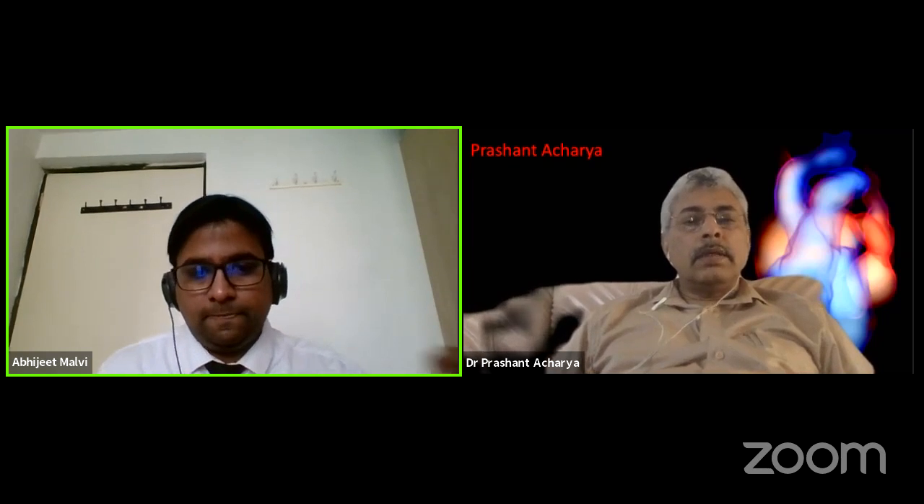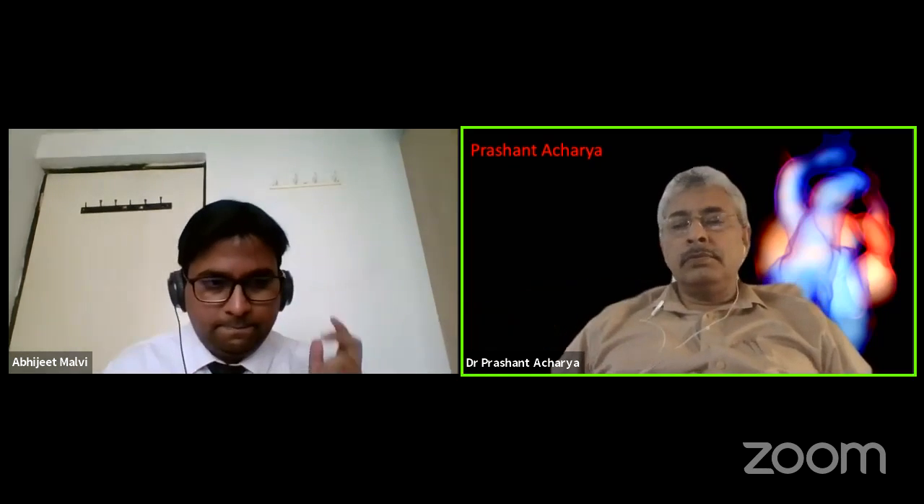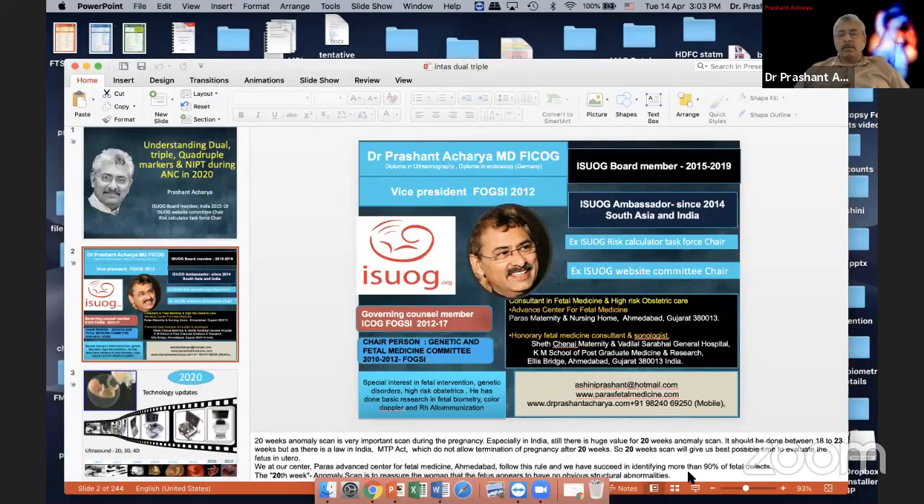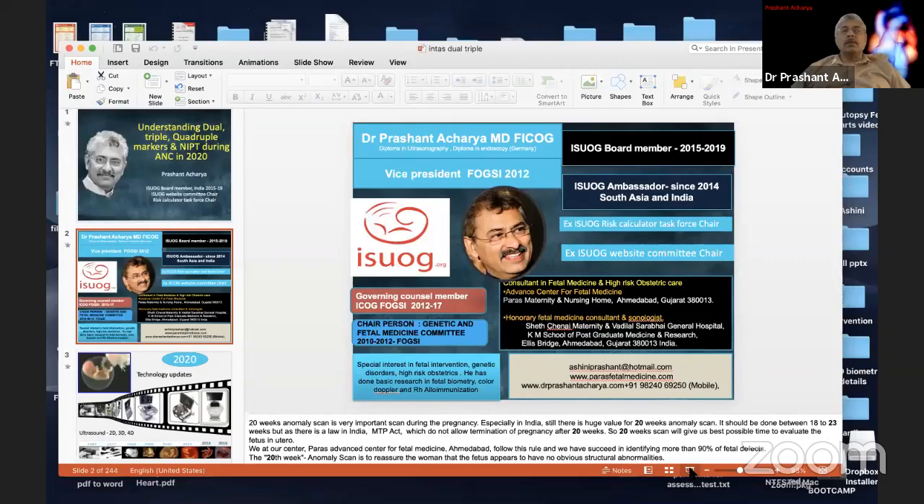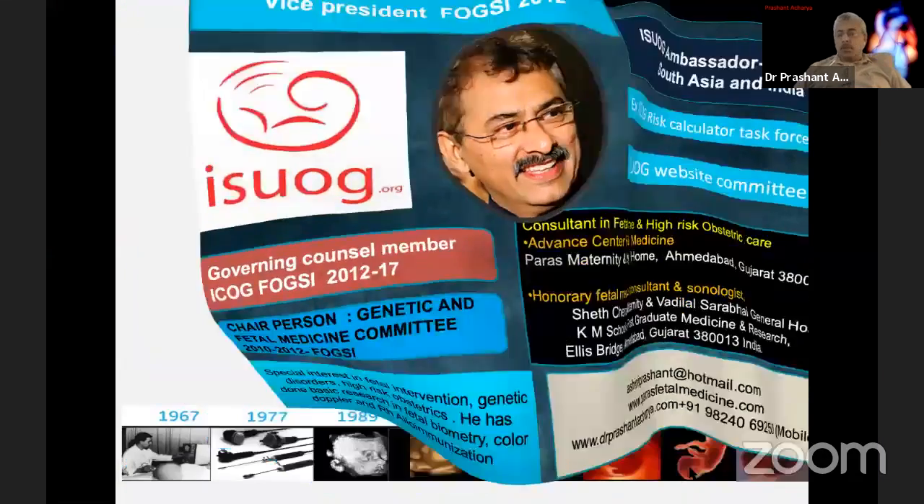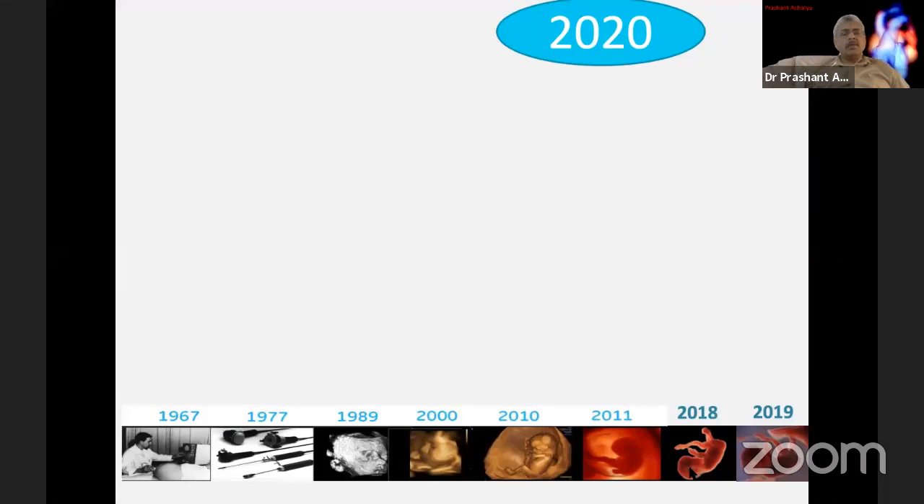Over to you, sir. Hi, good afternoon. This is Dr. Prashant Acharya, and what we are going to discuss today is what dual marker, triple marker, quadruple marker and NIPT are during the antenatal care which we provide in 2020. Today is 2020, and the concepts are totally different. What we used to think about years ago, the things are now really very different.